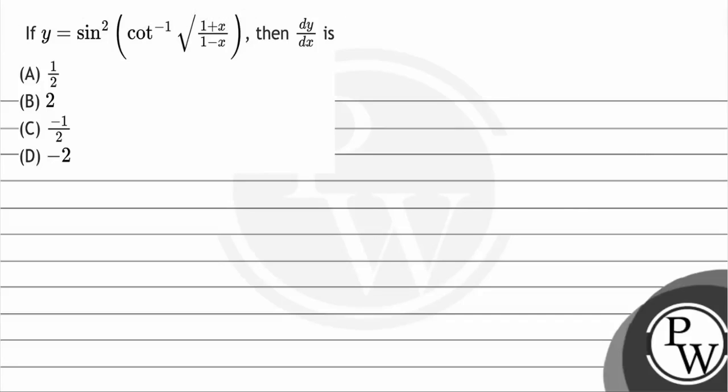So let's discuss the given question. If y equal to sine inverse of cot inverse sine square of cot inverse of root of (1 plus x upon 1 minus x), then find the value of dy by dx, right?